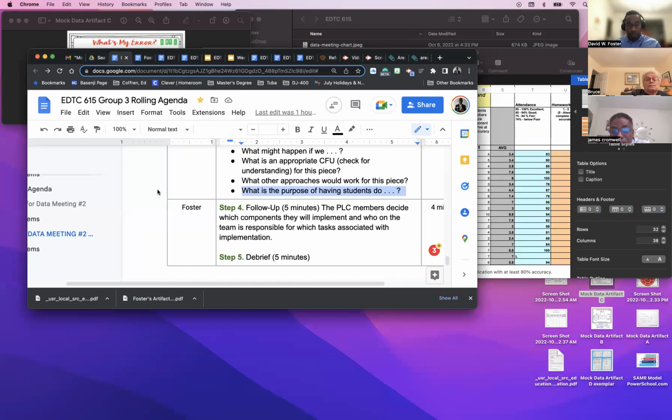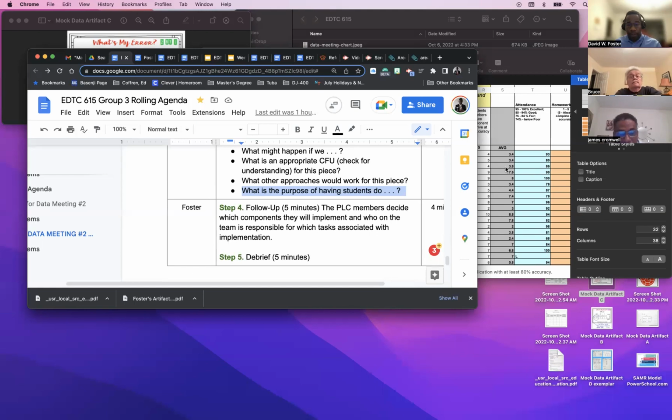Let's see. Which components will we implement and who on the team is responsible for which tasks? I think task number 1, we can all agree, is to come up with a procedure for pre-assessment. Right. I think that's the first thing, that's the main thing we should implement. Yep. I agree on that.